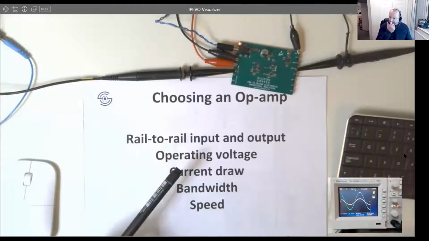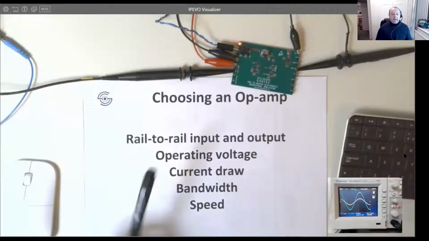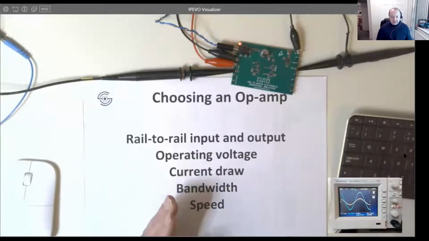That means that the input voltage you apply to these electronic devices, which we'll have a look at in just a moment, can be from the minimum voltage rail, let's say -3 volts, all the way up to +3 volts. That's what we mean by rail to rail. It can actually hit the supply rails.